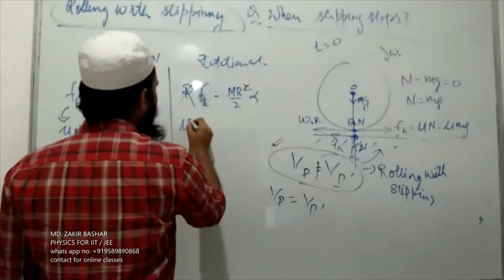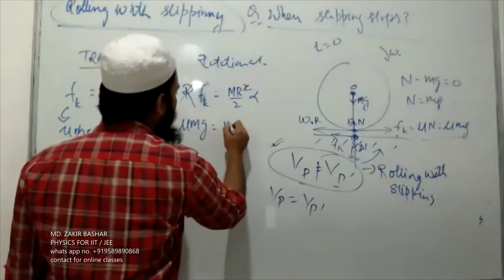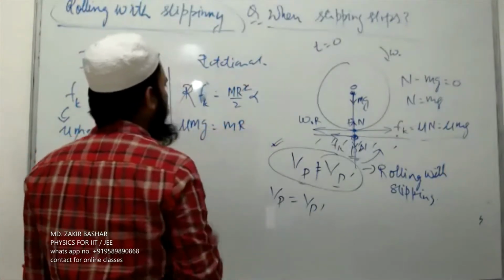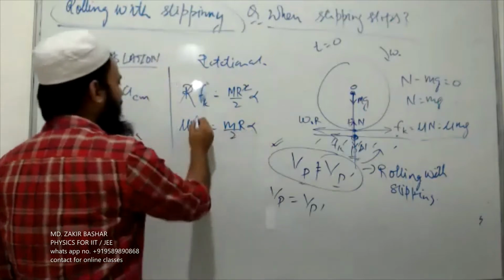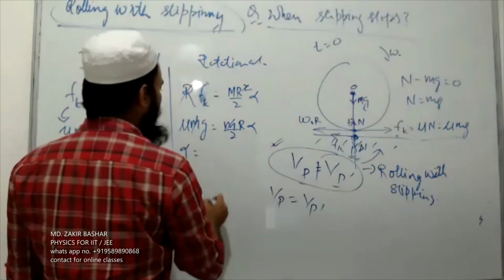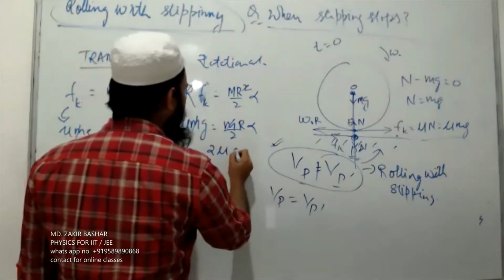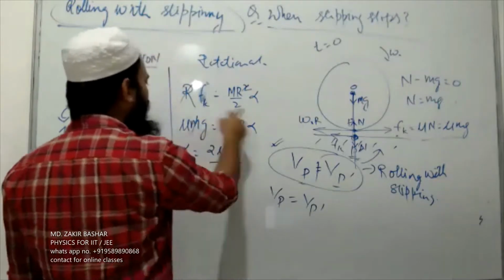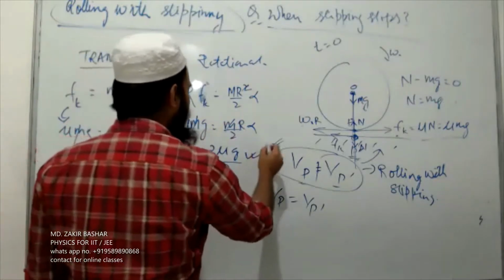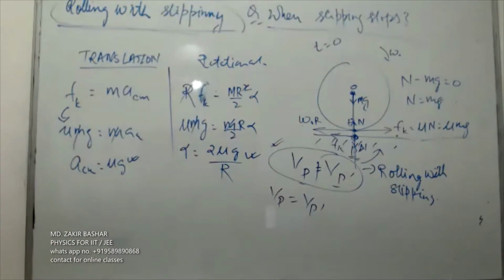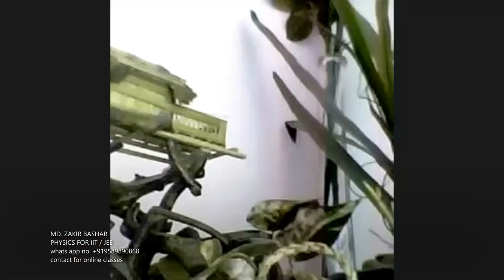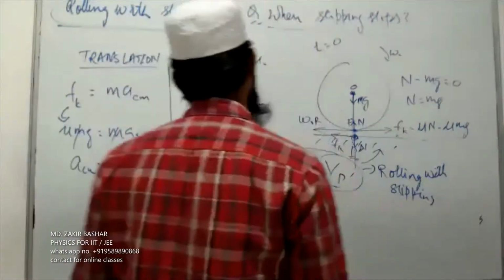The value of Fk is mu into mg, and it will be equal to mR by 2 into alpha. From here you can find that alpha will be 2 mu g divided by R. This is the value of alpha. Is it clear? Yes, sir. Okay.